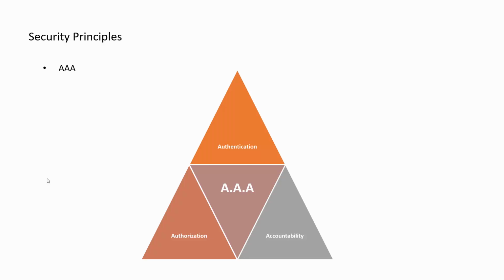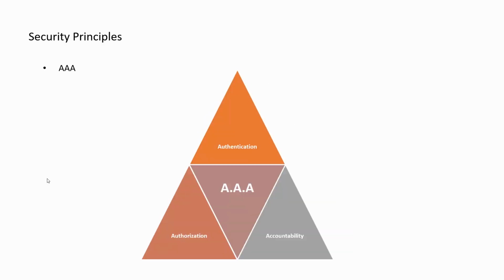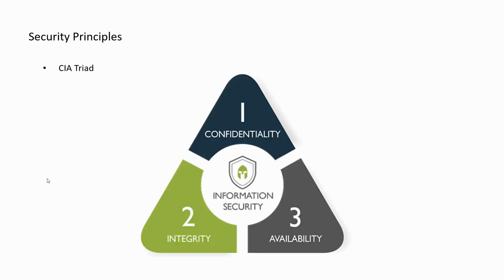Now we have seen the CIA, confidentiality, integrity and availability, and the AAA also. It may come to your mind why we are studying these things. Let me tell you one thing: everything you are going to learn in your cybersecurity journey will fall into this category one way or another. You are going to see these three things again and again.